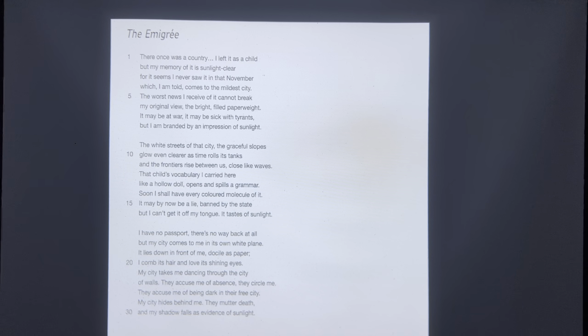That child's vocabulary I carried here like a hollow doll, open and spills a grammar. Soon I shall have every coloured molecule of it. It may by now be a lie banned by the state, but I can't get it off my tongue. It tastes of sunlight. I have no passport. There's no way back at all. But my city comes to me in its own white plane. It lies down in front of me, docile as paper. I comb its hair and love its shining eyes.